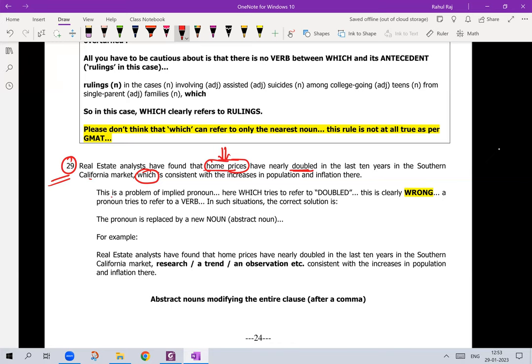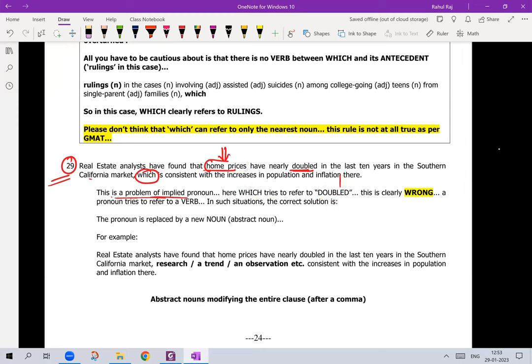And that's the reason they are telling you that there is a problem of implied pronoun. Here, which tries to refer to doubled. It is actually not trying to refer to doubled at all. But they are writing this sentence with this thought process that you are 100% sure that it should not go back to home prices. Why should it not go back to home prices? Because there is a verb in between. Simple logic, a straightforward calculation over here. I'm just telling you to remember this just for which. This rule only applies for which: if which refers back to a noun, there should be no verb in between. It is not referring to doubled. It is actually referring to home prices, but there's a verb in between. So it can't refer back to home prices.